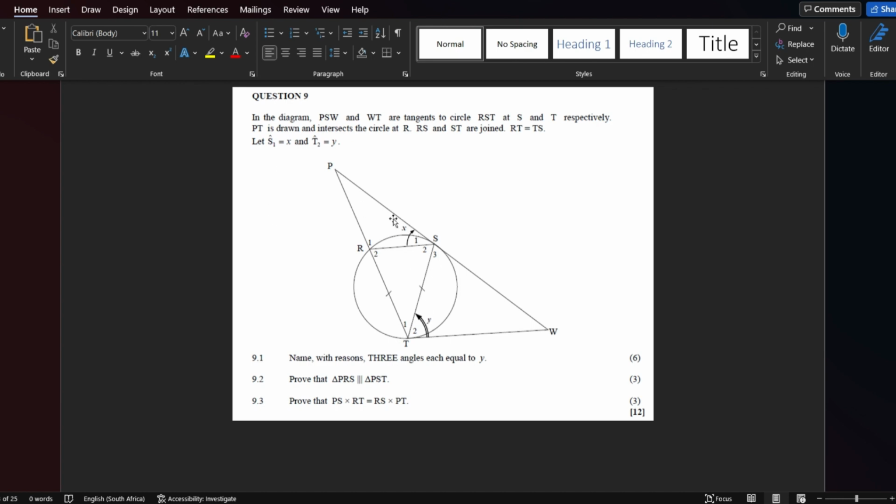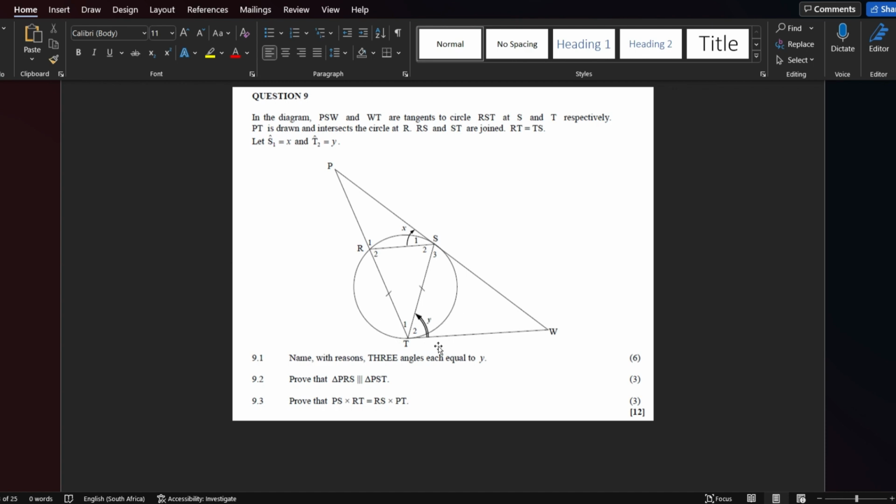Let S1 equal X and T2 equal Y. And they've drawn this all in a diagram for us. The first question asks, name with reasons 3 angles each equal to Y. And we see Y is an angle here going from a tangent to a chord.